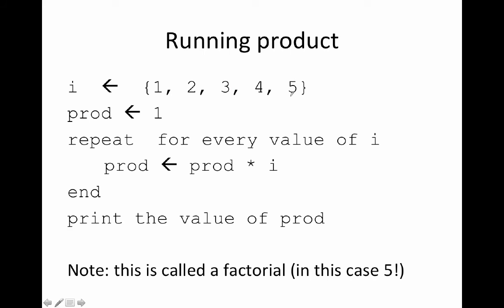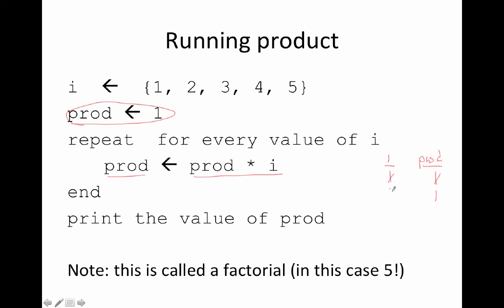Now another application would be a running product. So very similar to a running sum, except that with a running product you want to start by initializing to 1. So the first time you multiply, you're not changing the initial value. So if we again keep track of what we have, I and prod. So prod is initialized to 1. When I has a value 1, we're doing prod times I, 1 times 1, or 1, and storing that result in prod. So prod is going to be 1.